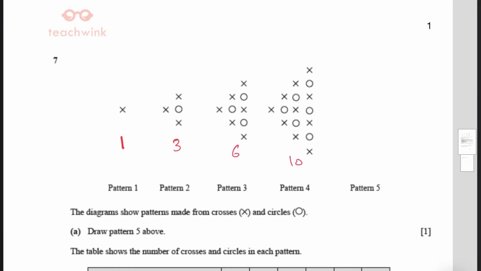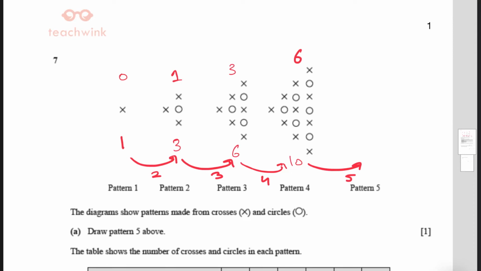Okay. And in the first pattern there are 0 circles, so you write 0 above, then 1 circle over here, then 3 circles here, then how many circles? 6 circles over here. Okay. Now, if you notice one thing, the number of crosses increase from 1 to 3 by 2, and then from 3 to 6 by 3, and then from 6 to 10 by 4. So from 10 to the next one will be an increase of 5.